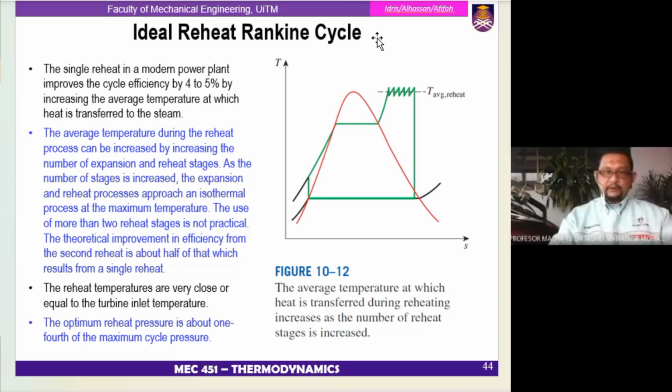So the use of more than 2 reheat stages is not practical, because when you use more turbines or more stages of reheat, the temperature will become almost isothermal. So the practical method to improve this cycle using reheat is to use only 2 turbines. Okay, so the reheat temperature is very close or equal to the turbine inlet temperature.